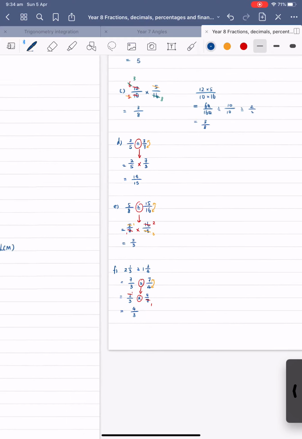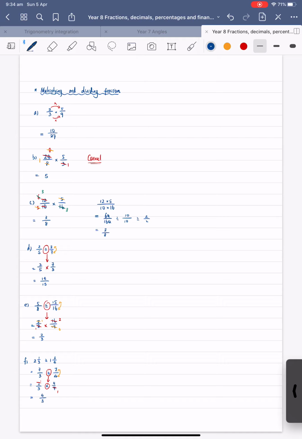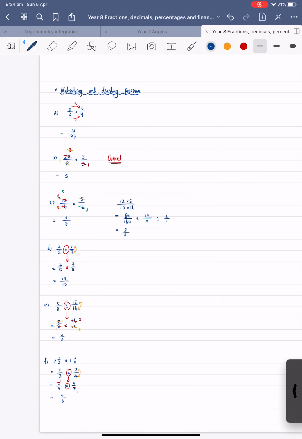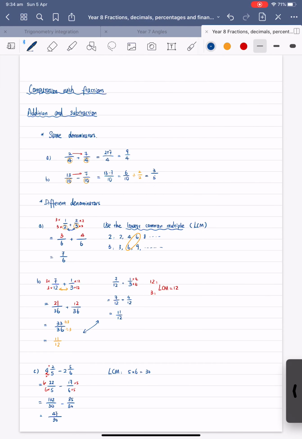I guess division and multiplication is just slightly easier than addition and subtraction, just because you don't need to make the same denominator. But you do need to remember some shortcuts by simplifying, cancelling the terms before you multiply or divide fractions. That's all I want to teach you this lesson.